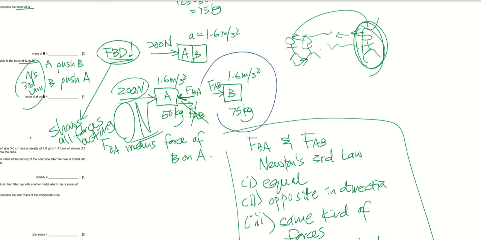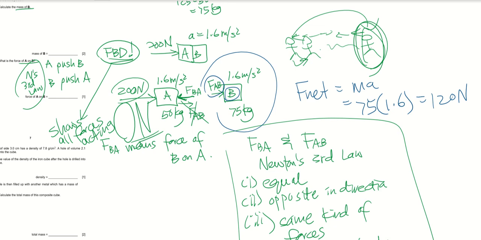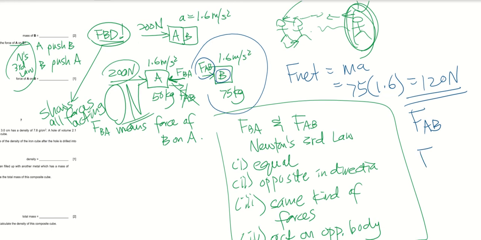I will use this because it's very simple. There's only FAB, there's acceleration, there is a mass. Remember, F net equals to MA. Now I'm using B. The mass of B is 75, acceleration is 1.6. So with that, I can calculate it to be 120 newtons. And because FAB is the only force that's acting on B, the 200 Newton doesn't go there. Therefore, FAB is 120 Newton, which then means that FBA is also 120 Newton.